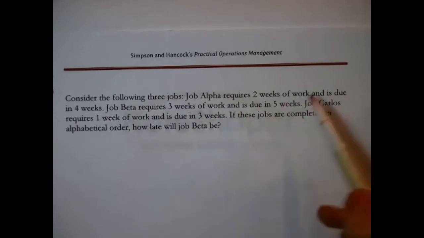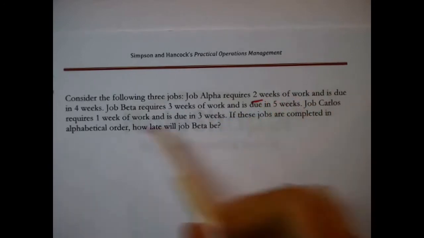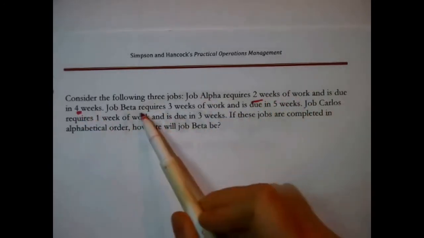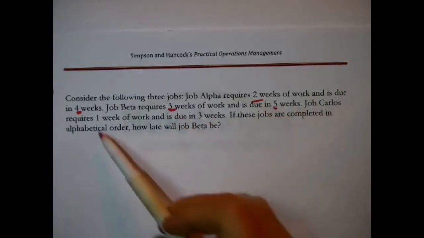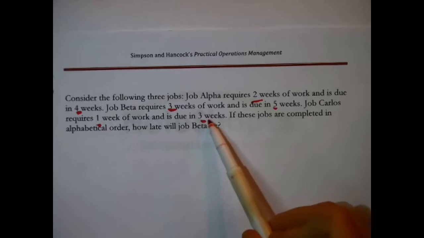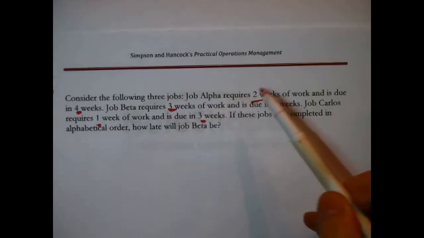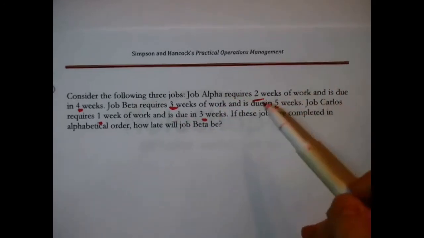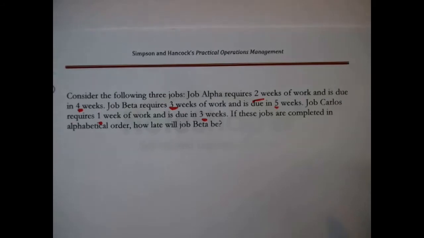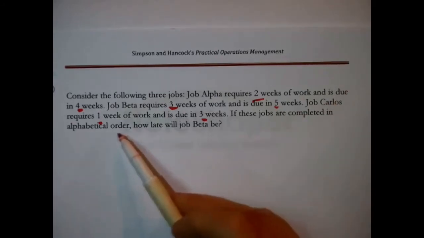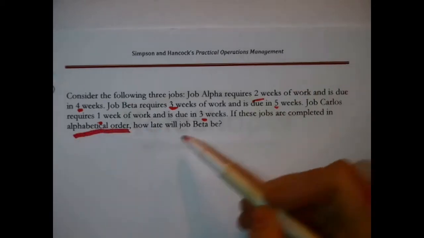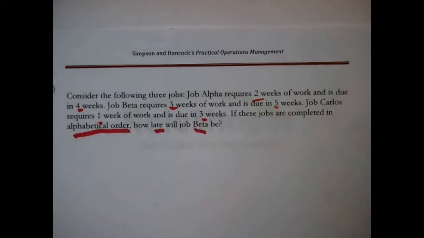Job alpha requires 2 weeks of work and is due in 4 weeks. Job beta requires 3 weeks of work and is due in 5. Job Carlos requires 1 week of work and is due in 3 weeks. So this is just classic single work center job shop scheduling data. What's the question? If these jobs are completed in alphabetical order, how late will job beta be?